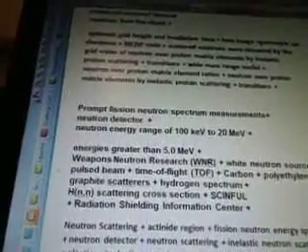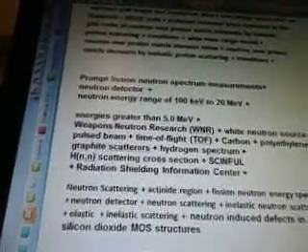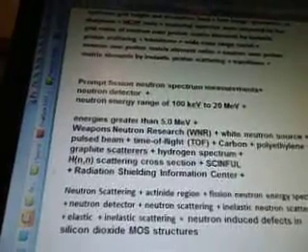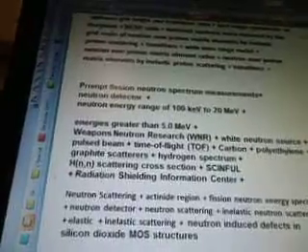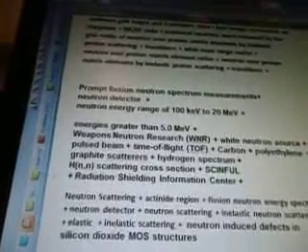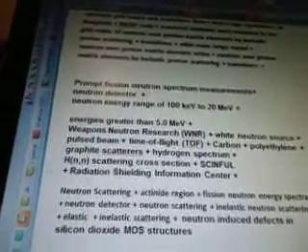So I'm going to add the prompt fission neutron spectrum measurements, plus neutron detector, plus neutron energy range of 100 keV to 20 MeV, plus energy is greater than 5.0 MeV. Add the Weapons Neutron Research, WNR, plus the white neutron source, plus pulse beam, plus time of flight, TOF, plus carbon, plus polyethylene, plus graphite scatterers, plus hydrogen spectrum, plus H-n scattering cross-section, plus SINFO, plus Radiation Shielding Information Center.